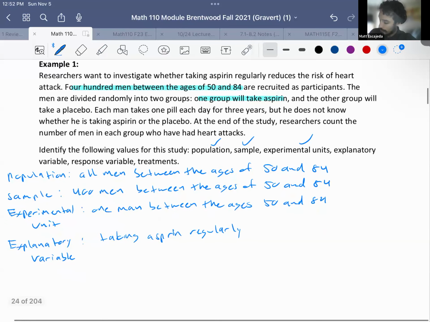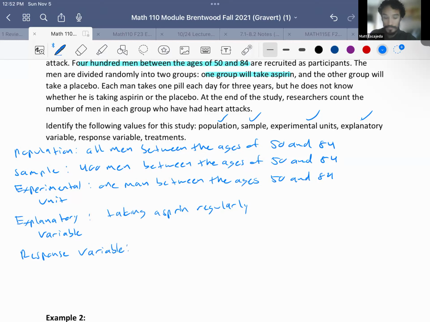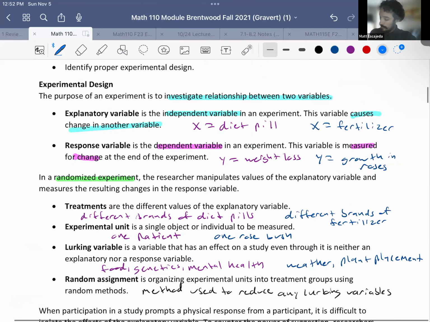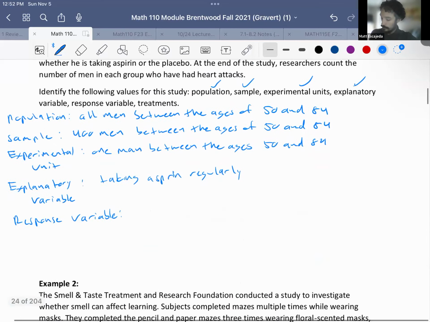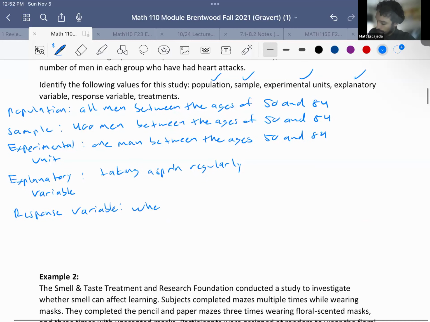And the response variable. The response variable is what is measured for change at the end of the experiment. A response variable in this case would just be whether a subject had a heart attack, meaning a man from 50 to 84 had a heart attack.